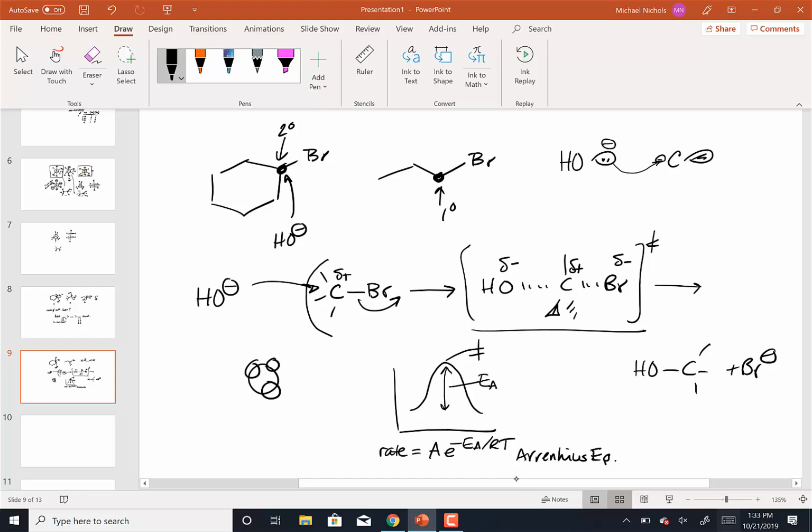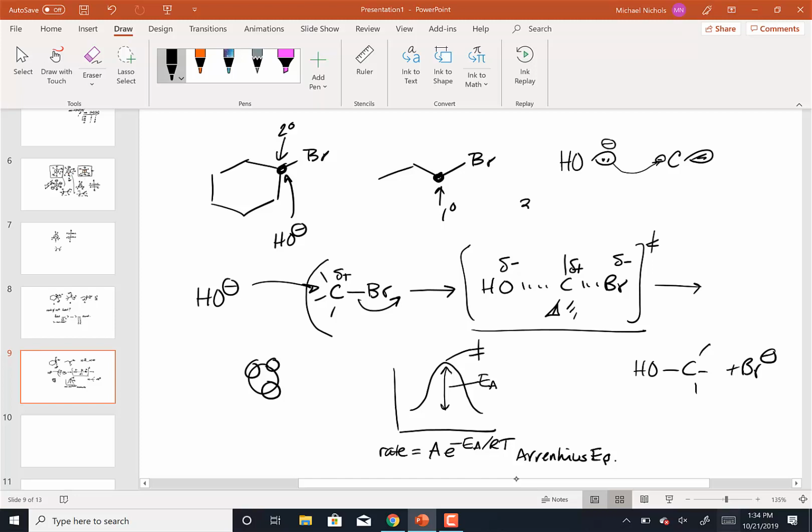So what happens is that if you have a lot of groups around here, if you have a lot of steric hindrance, that's going to raise the energy of the transition state, which is going to make the reaction go slower, or if the transition state energy gets too high, you're not going to have a reaction because you can't overcome that barrier. And that's exactly what happens with what kind of alkyl halide? Primaries will react faster than secondaries because there's less steric hindrance.